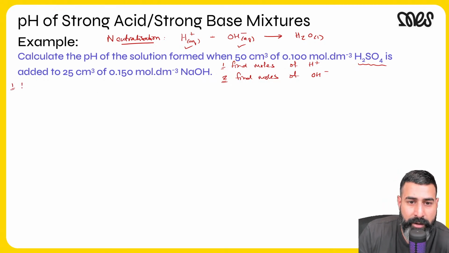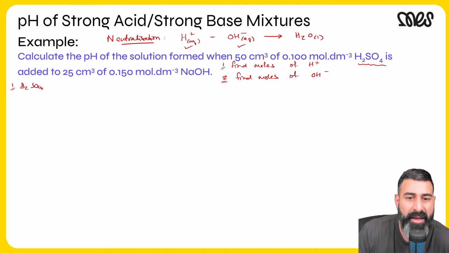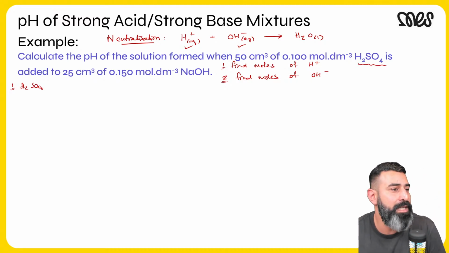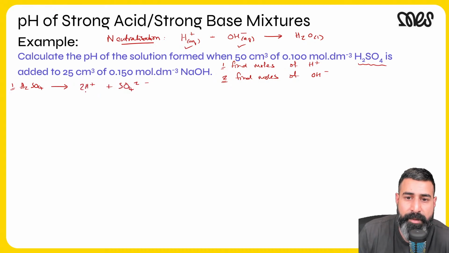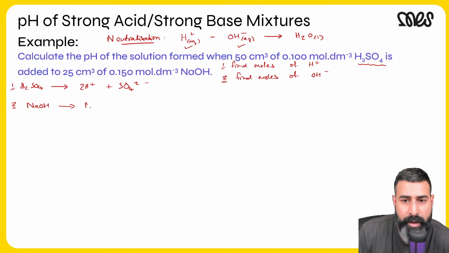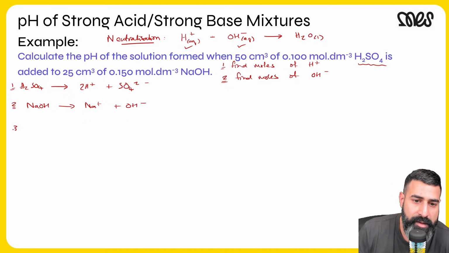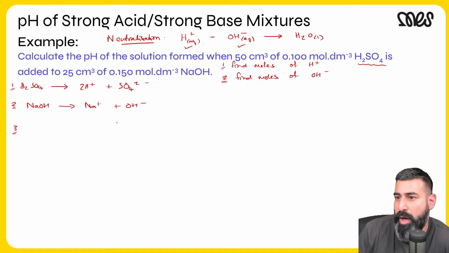So let me show you how I would actually do the question. Step number 1, I'm going to write out my acid dissociation. Why am I doing that? Well, if only H+ is reacting, let's write down that dissociation. Sulfuric acid is being split up into 2H+ and some sulfate. NaOH, monobasic, so Na+ and OH-.